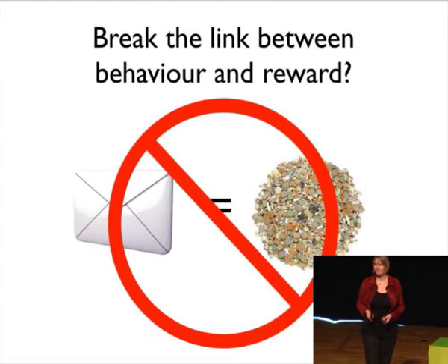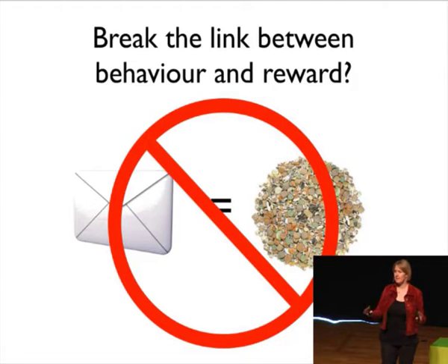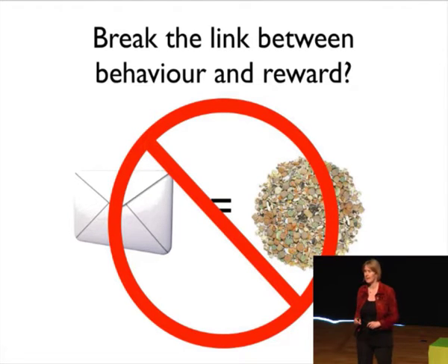So what do we do about it? Well, we could go back to the primary drivers and we could say, okay, if email is like food, let's disconnect them. Let's destroy the link between behavior and reward. Well, one company that I spoke to did actually delay receipt of their corporate email by 10 minutes. It didn't take people very long to figure out that this was happening. They got very frustrated having to wait for emails they knew had been sent by their colleagues, and the company had to reverse that policy. So this isn't really going to work.